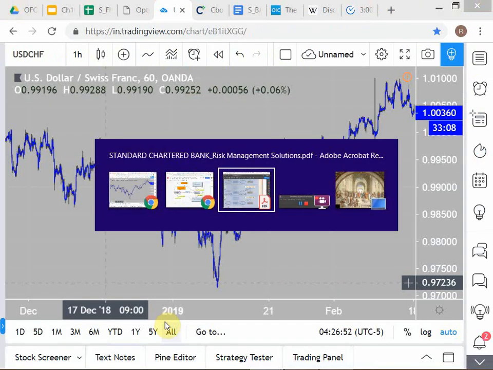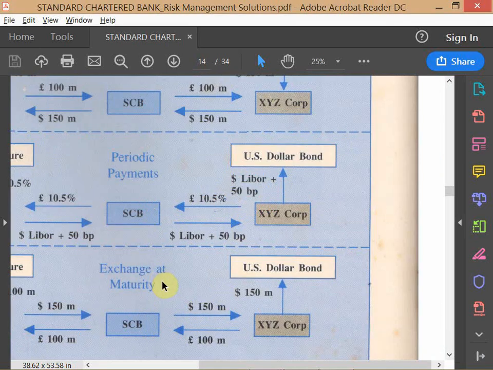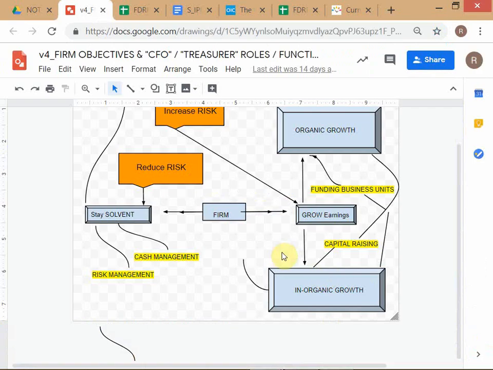So now let's look at this. What were we saying? Everyone is clear that capital raising, you understand what is meant by capital raising? Going into the ECM and DCM and raising money.